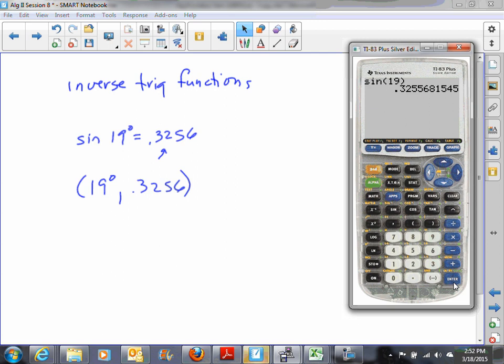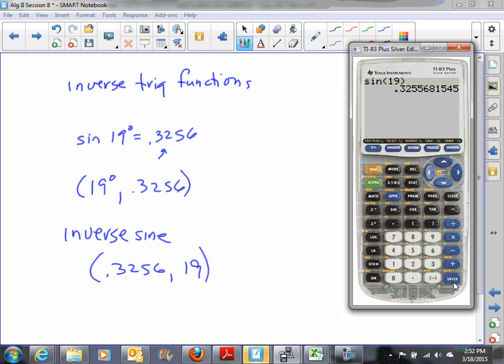Now, the inverse function is the function that would have the ordered pair 0.3256, comma 19. Now, ordinarily, what we would do is we would say, all right, sine inverse of 0.3256, and what the function should give us then is 19.